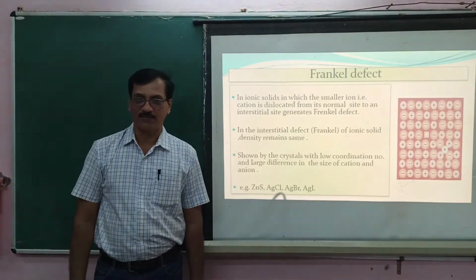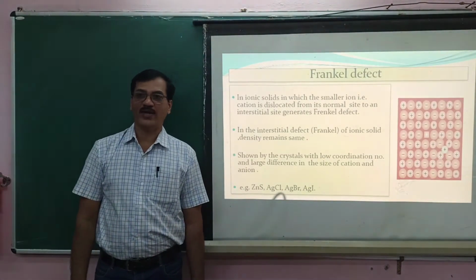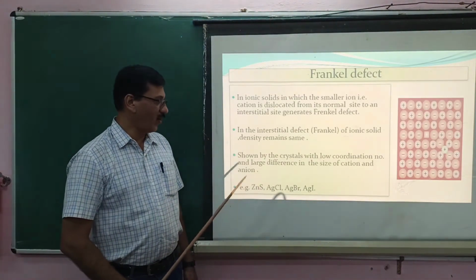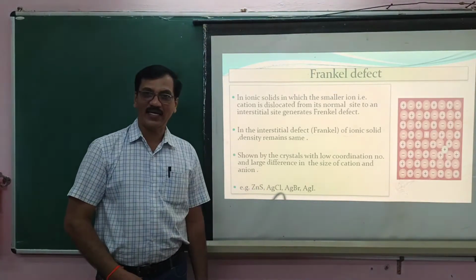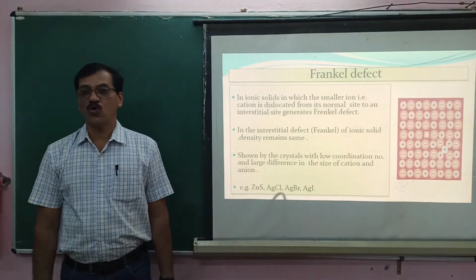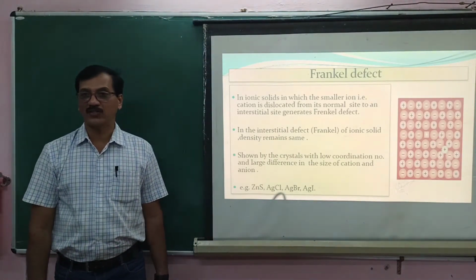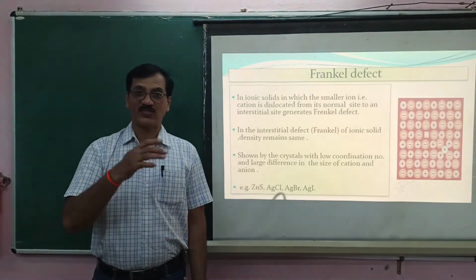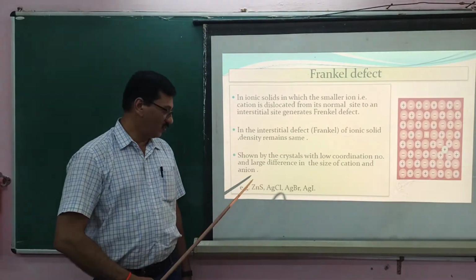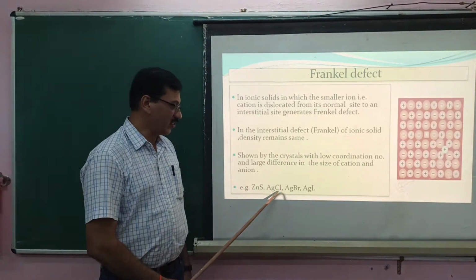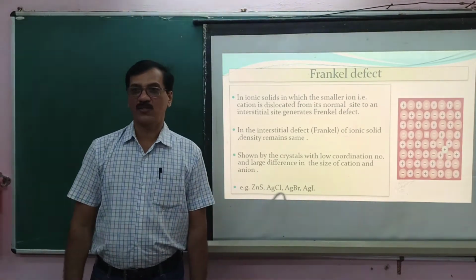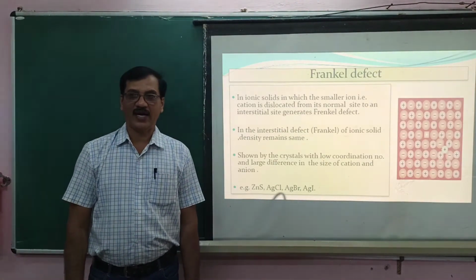This dislocation leads to Frenkel defect. So this Frenkel defect we see in ionic solids where one of the ions is smaller in size. So this is shown by the crystals with the low coordination number, and the large difference between the size of the cation and anion, which leads to this Frenkel defect. So it is shown by zinc sulfide, ZnS, AgCl, AgBr and AgI. So note that AgBr is showing both Schottky defect and Frenkel defect.